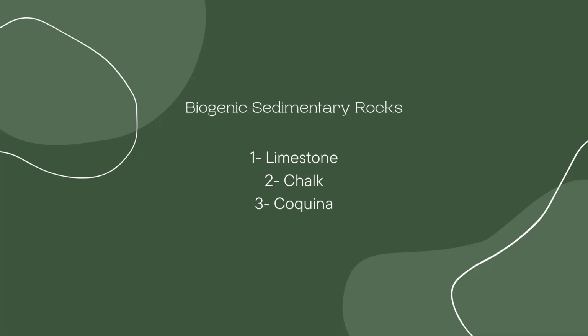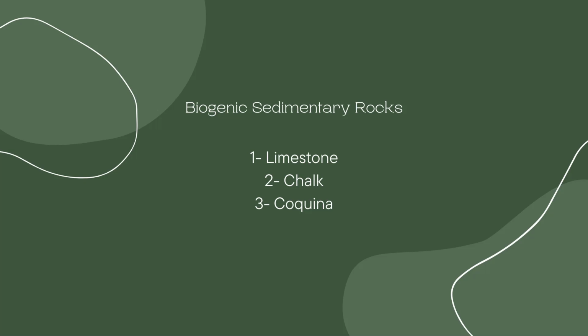Biogenic sedimentary rocks. Biogenic sedimentary rocks are a type of sedimentary rock that form from the accumulation of biological material, such as shells, bones, and teeth. These rocks are usually formed in marine environments where there is abundant organic material from the remains of organisms. Some common examples of biogenic sedimentary rocks include limestone.